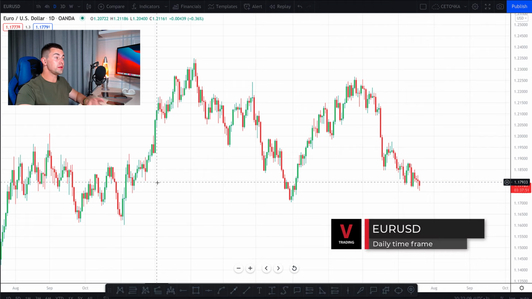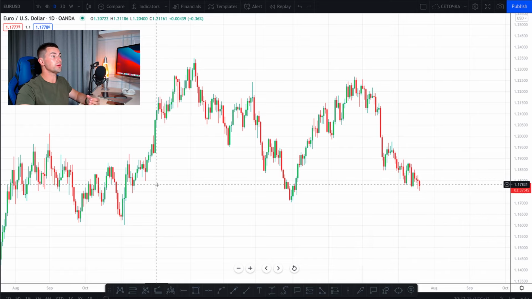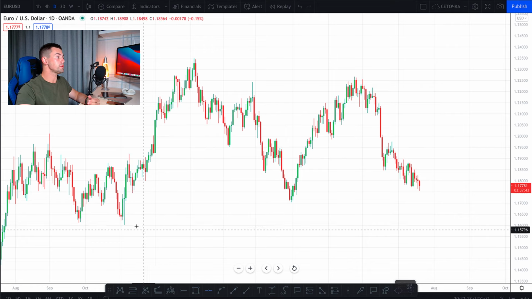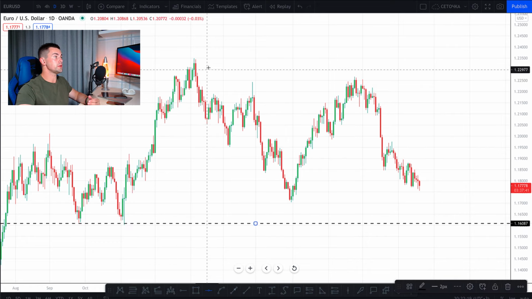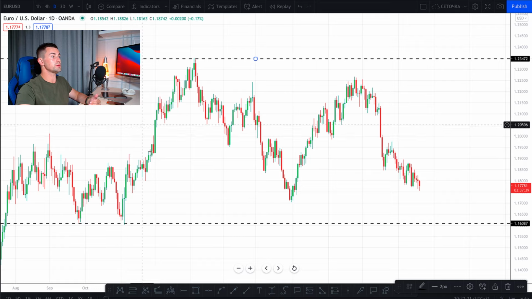Let's start with the daily time frame. On the daily time frame, let's try to identify our current directional bias. As you can see right now, the market is ranging. Here is the low of the range and here is the high of the range. And you can see that so far the market is kind of trading sideways. You can see that from 2020 the price doesn't really set higher highs, higher lows. We just see the chaotic movement within this range.